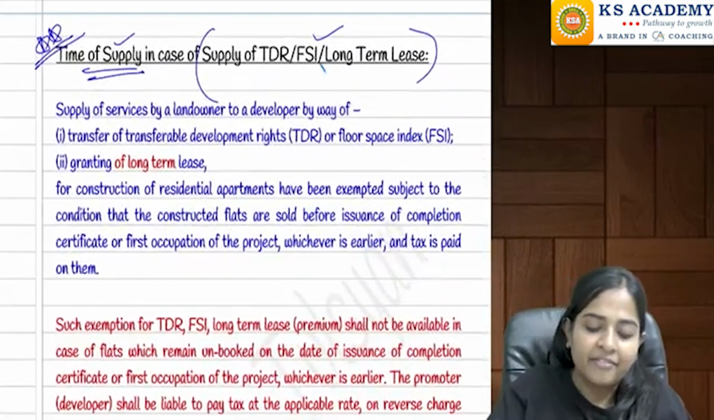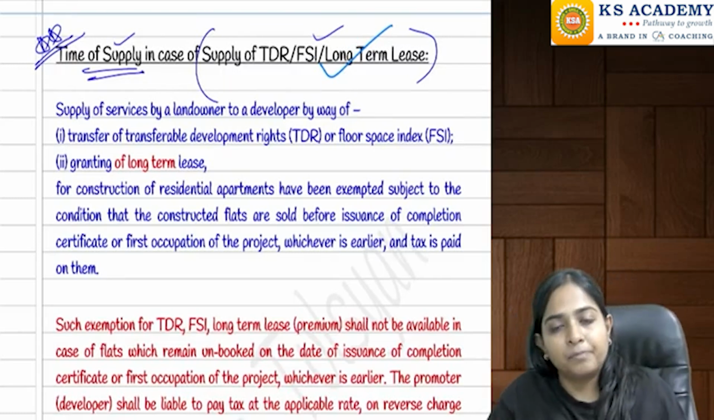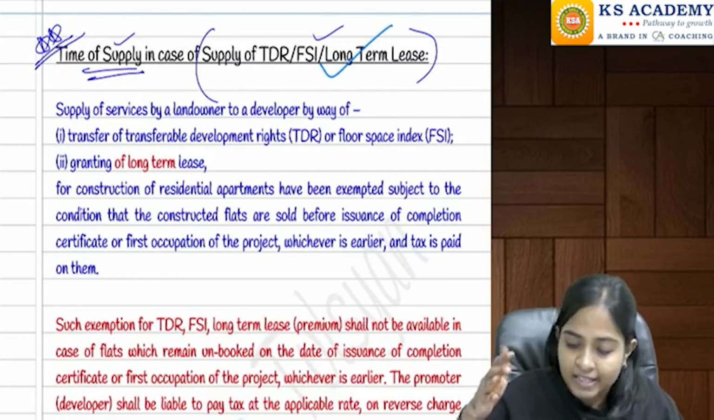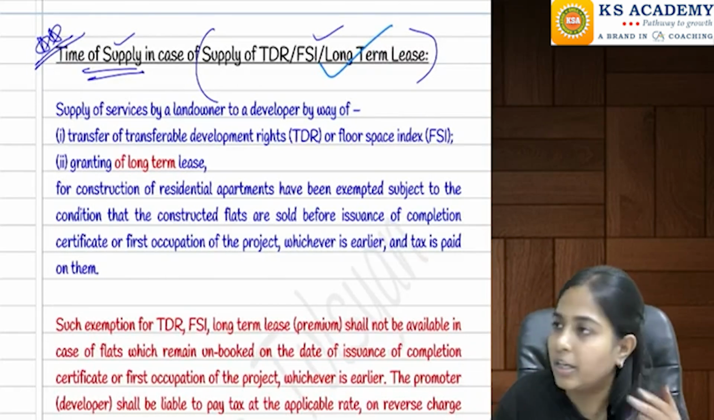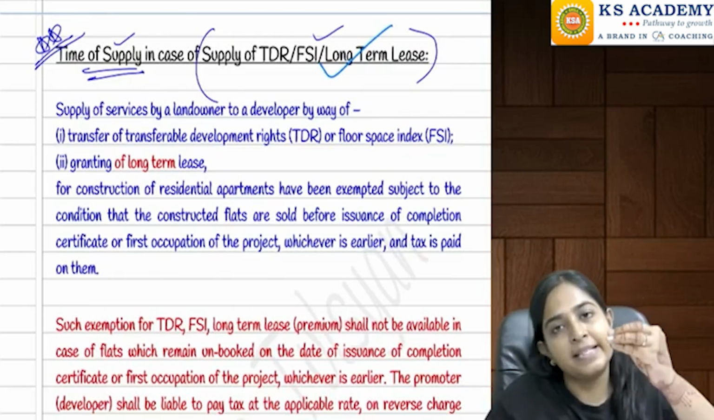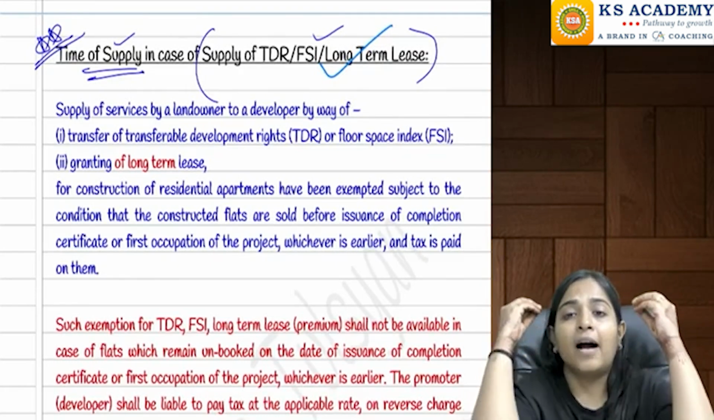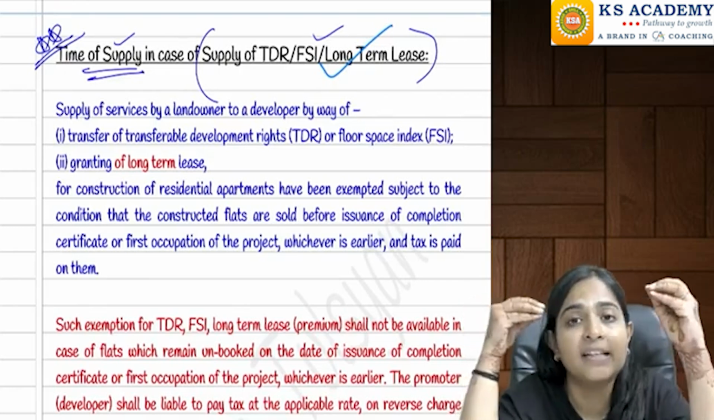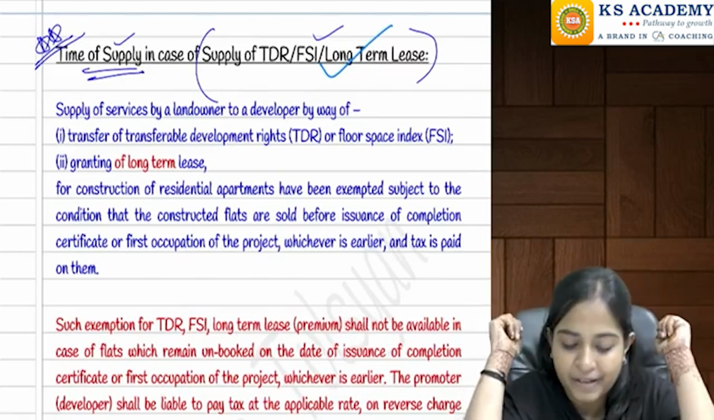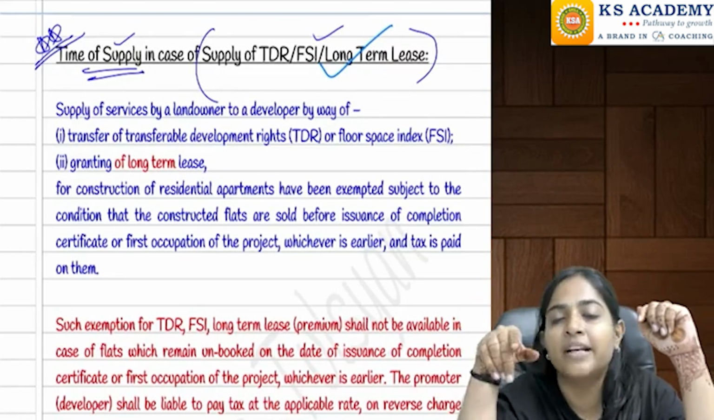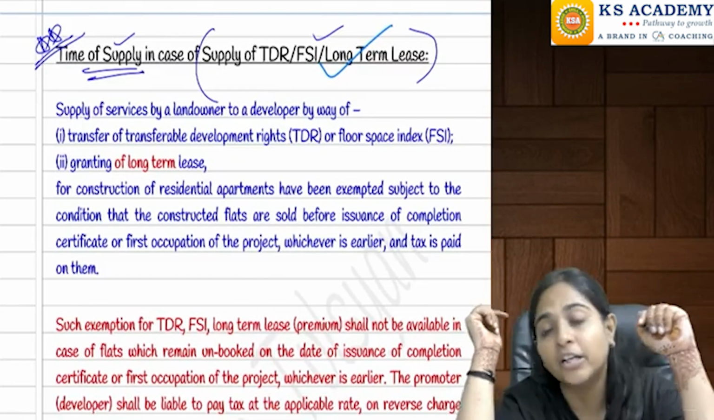Yes, and then we had seen this for supply of TDR, supply of FSI, and long-term lease. Whenever, let's say I'm the landowner, I'm giving the development rights to a particular promoter or builder, that please construct a structure on this and give it to me, where I'm not transferring my land, I'm giving just the development rights. For that we have already seen the taxabilities in the previous chapter. In this case also we know that reverse charge mechanism is applicable. There is no liability on the landowner, the liability will come on the promoter.